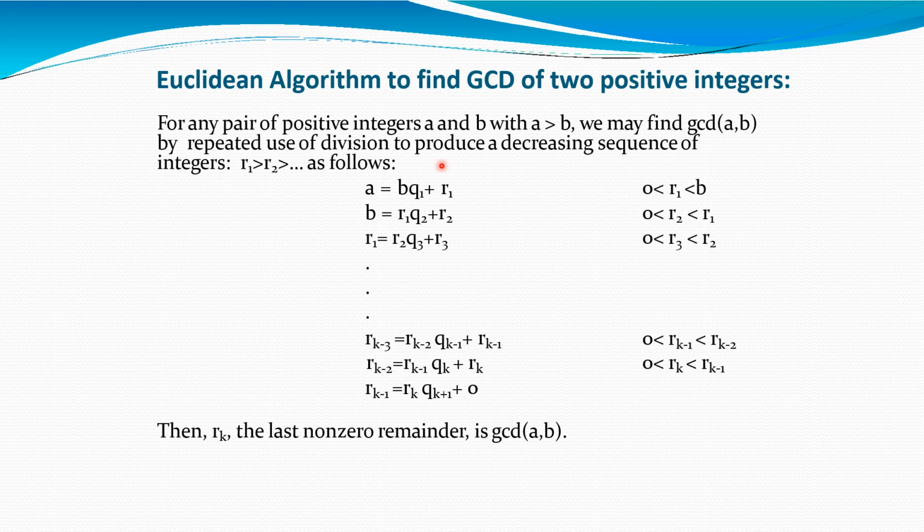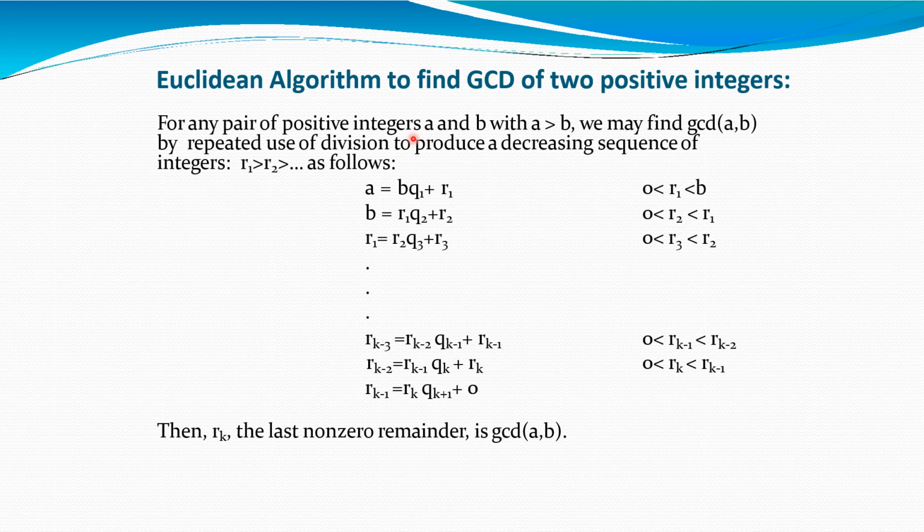Now see, here we have considered that a is greater than b. So sometimes a may be equal to b also. But if a and b are two numbers which are equal, then in that case obviously the number itself is the GCD. And if we are getting r1 equal to 0 in the first step only, then in that case the smaller number is the GCD.